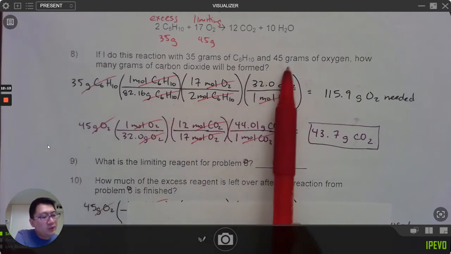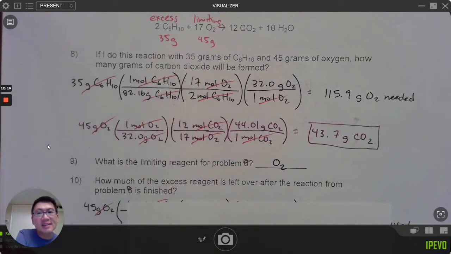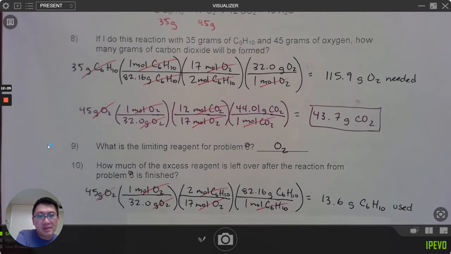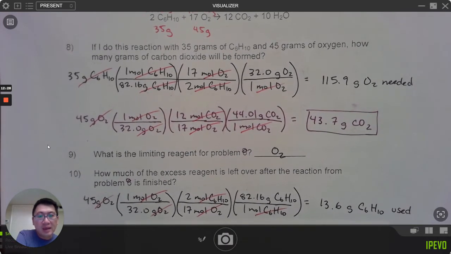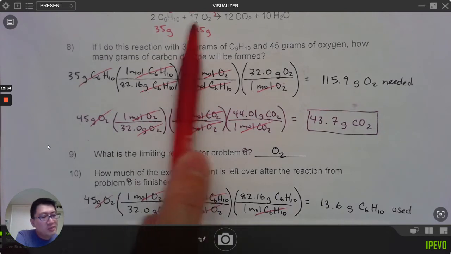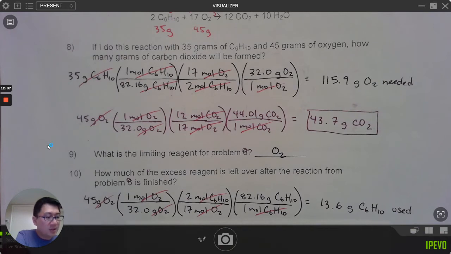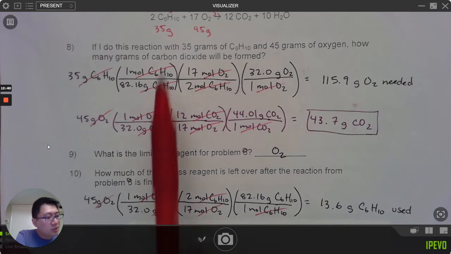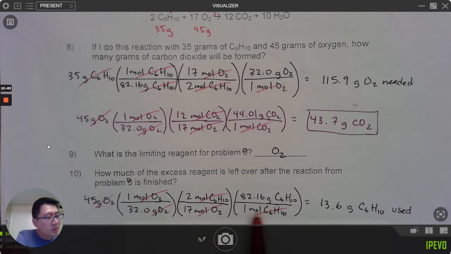If I use all 45 grams of oxygen, how many grams of C6H10 will I have? Or, well, will I have used? And to calculate that, this is what I did. I took my 45 grams of oxygen, that was my given, and calculated how many grams of C6H10 I need. So yet another stoichiometry problem. Change my grams to moles, then it's a 2 to 17 ratio. My moles back into grams, molar mass of C6H10 is 82. And I calculated for 45 grams of oxygen, I need to use 13.6 grams of C6H10.